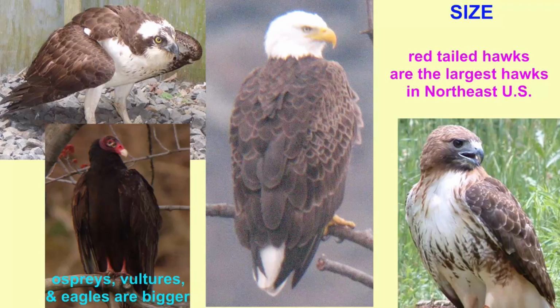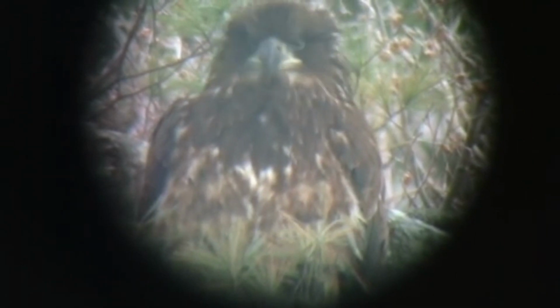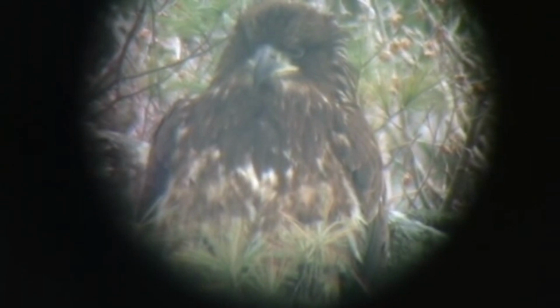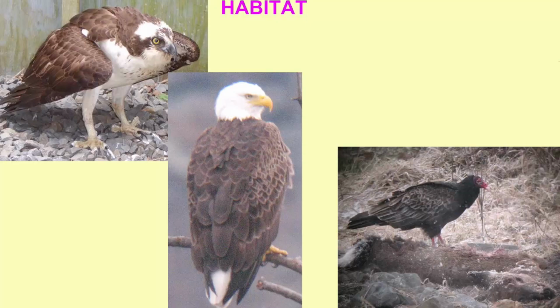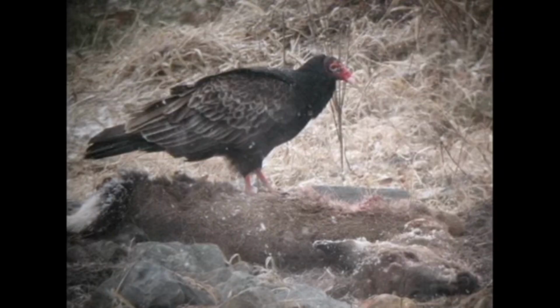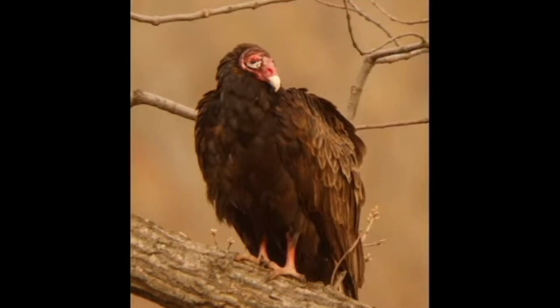And if you're familiar with the very common hawk of a red-tailed hawk, to use that as a reference. Red-tailed hawks are the largest hawks in the northeast United States, but there are some raptors which are bigger, such as ospreys, vultures, and eagles. Vultures can be distinguished between ospreys and the bald eagle, which is the most common eagle in the Northeast, because they spend less time near water and are more likely to be found near roadkill or other carrion.